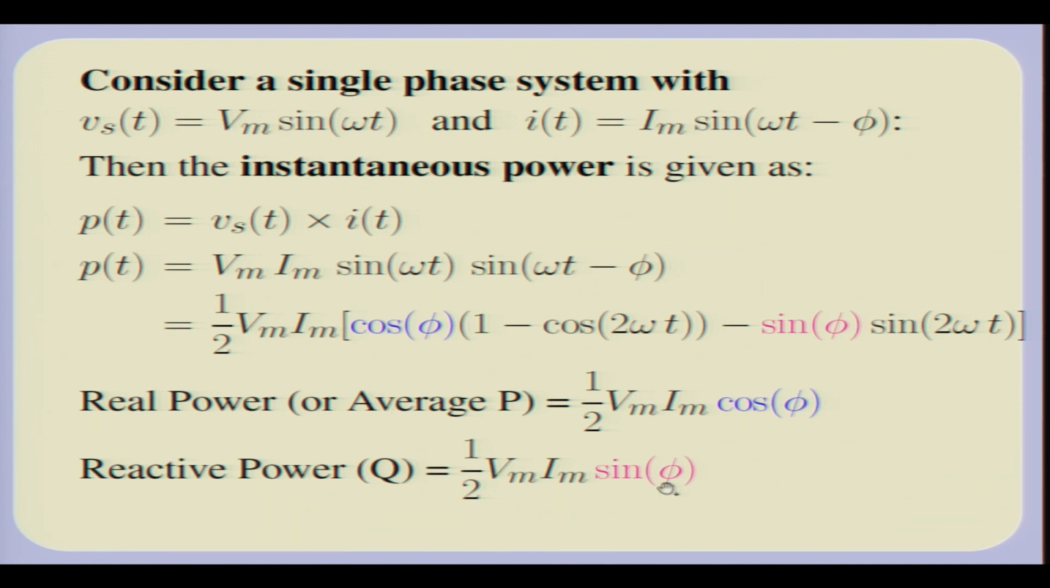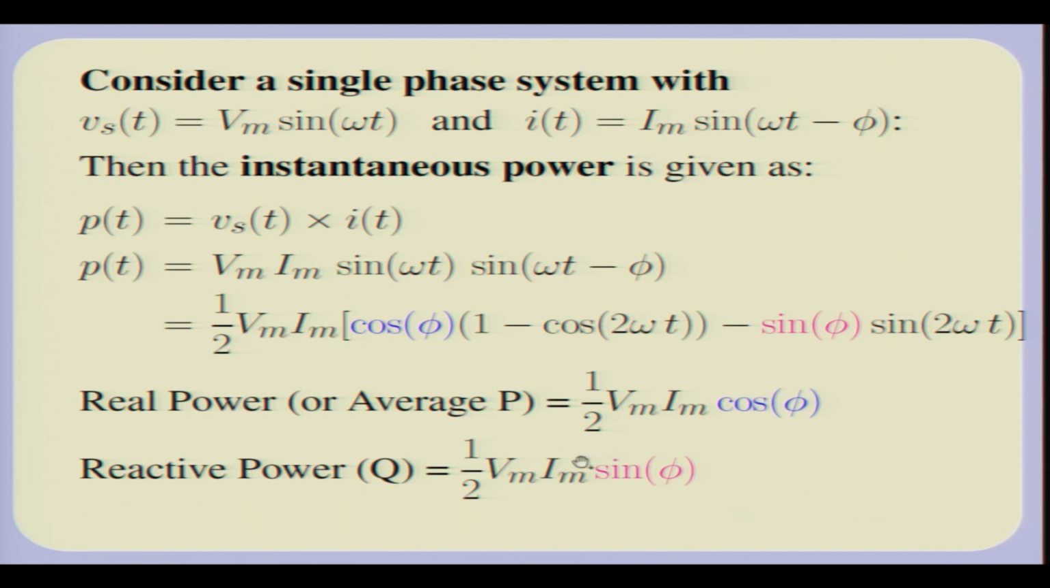So, if you split the expression into the components corresponding to cos phi and gather all the components corresponding to sin phi, then in fact the reactive power comes out to be half Vm Im sin phi. This is a definition. Real power has a much more easily understood physical meaning. It is in fact the average power. Real power is also called the average power or active power. This is in fact the one cycle average of the instantaneous power.